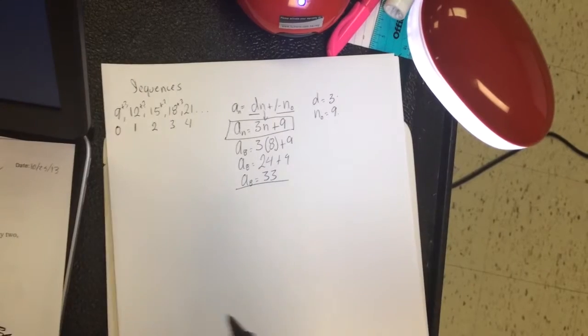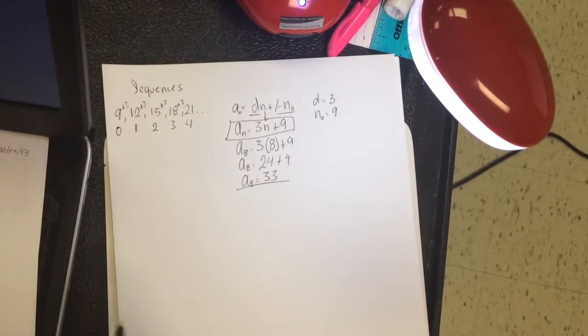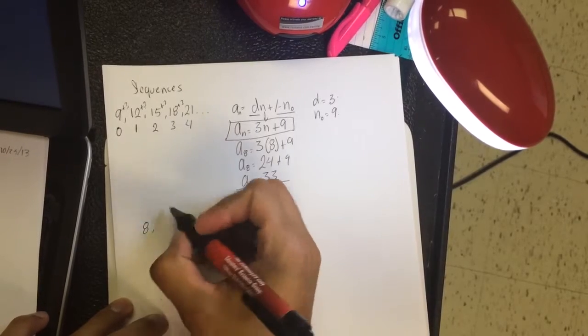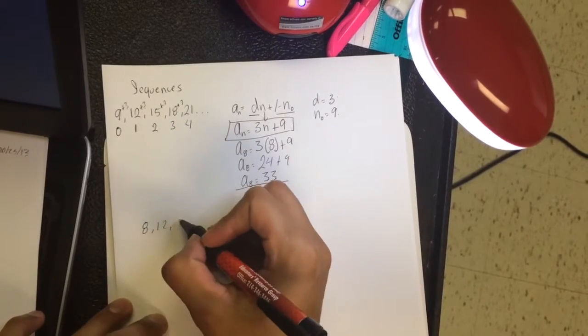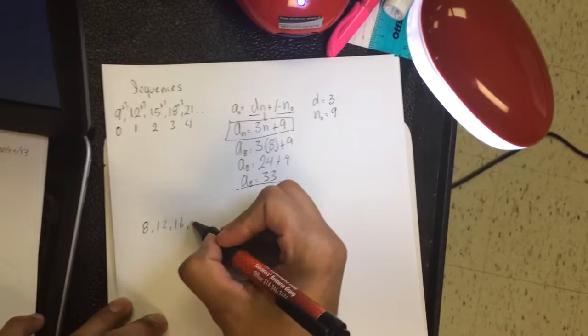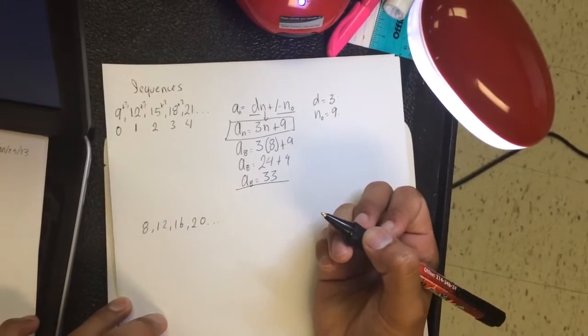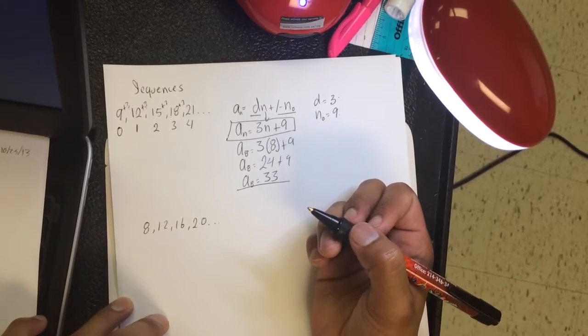So the quiz said Anthony is doing the sit-up challenge. He began with 8 sit-ups on day 1, 12 on day 2, 16 on day 3, 20 on day 4, and so on. It says find the common difference. That is the first question.